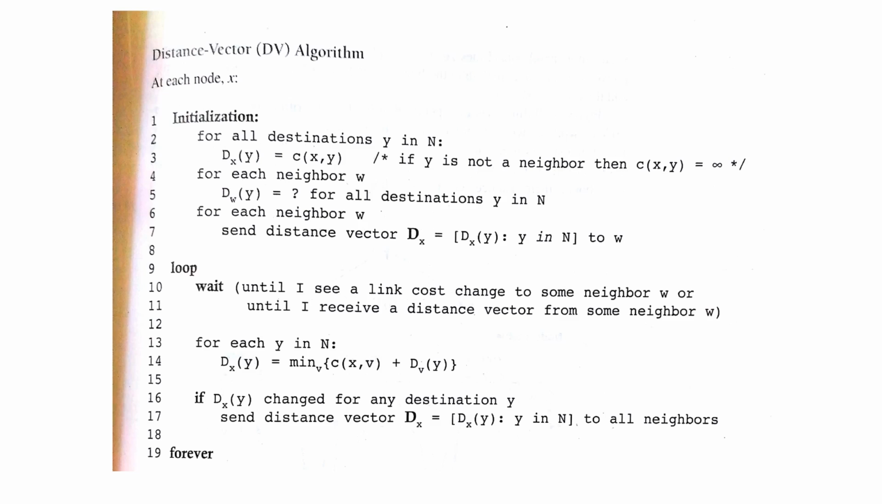So this will be repeated forever in a loop, and this will be updated when the link cost of some neighbor node changes or it gets a new distance vector table from its neighbor. And the updation is with the help of the Bellman-Ford equation, that is D of xy is equal to the minimum of cost of x to v plus D of v to y. This is repeatedly executed forever. This is the distance vector routing algorithm.